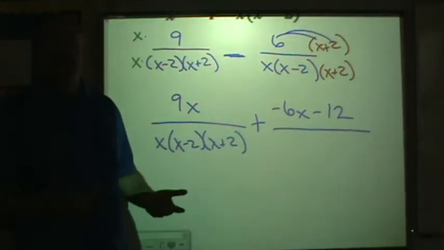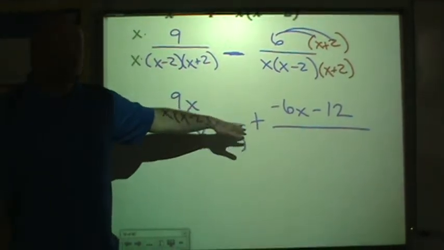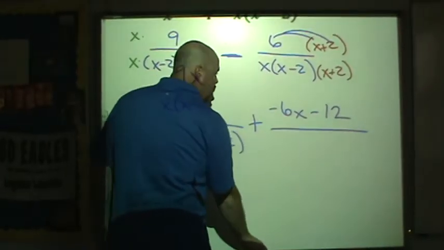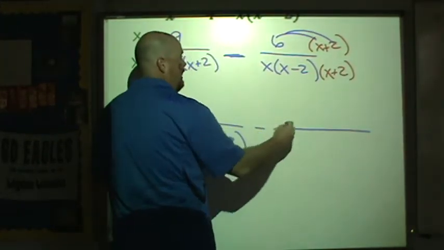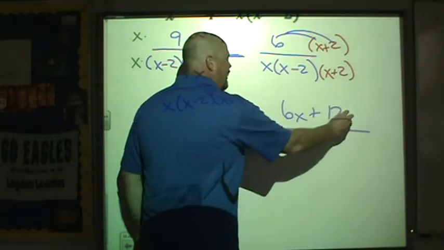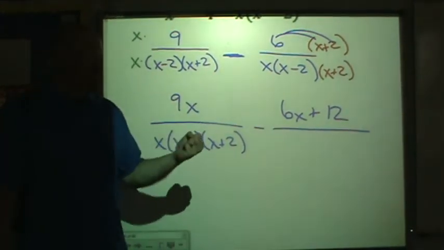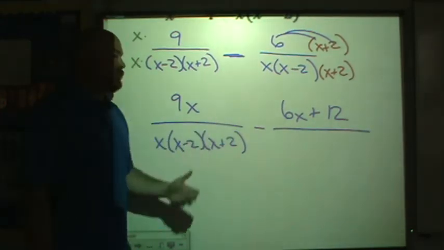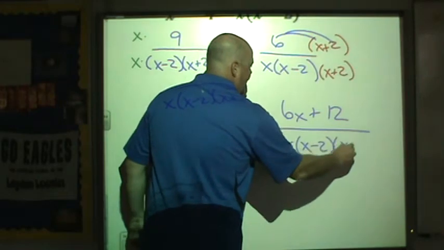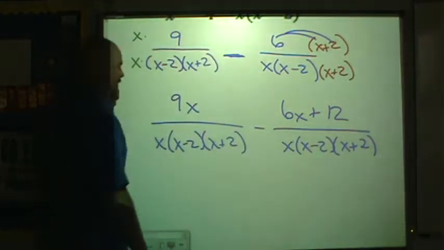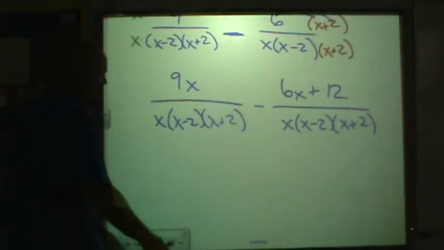Subtraction is the same as adding a negative. Now you could have left that minus sign there, right? You either have this as your numerator, or you leave that negative sign there and you have 6x plus 12. Either one of those is right, as long as when you combine these numerators, you do it properly with their opposites.